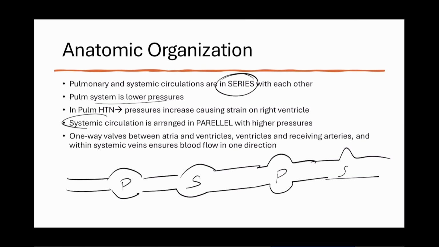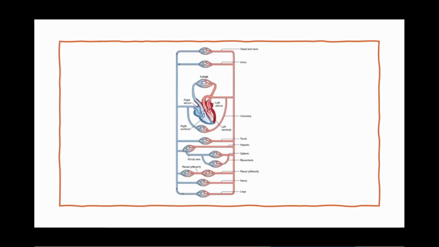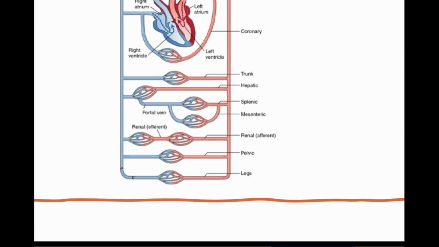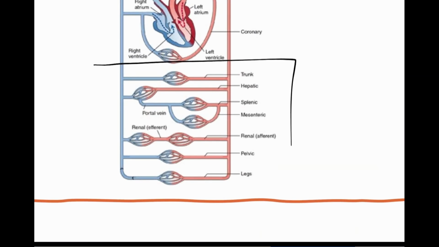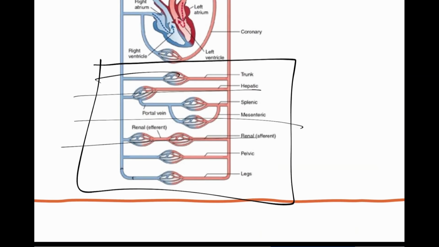Systemic circulation by itself is in parallel with higher pressures. So what does that mean? Do I have a picture of it? Yes. So here's what this means. All of these are in parallel with each other. So the pressures are evenly distributed amongst the systems.